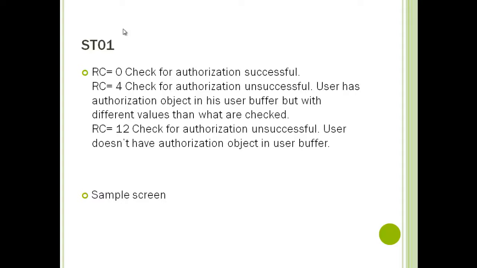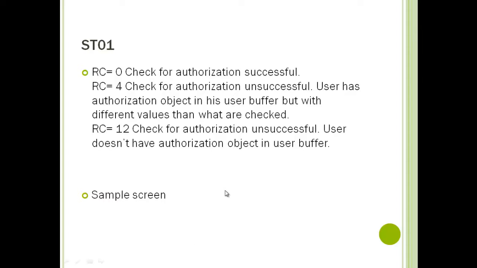So let's not confuse this. In the older version you have 0 and 1, which are the main ones, though there were still different return codes. And in the latest version you have 0, 4 and 12. You have a lot of other return codes, but you will not find those in an authorization trace. So these are all the main return codes you will find in an authorization trace.